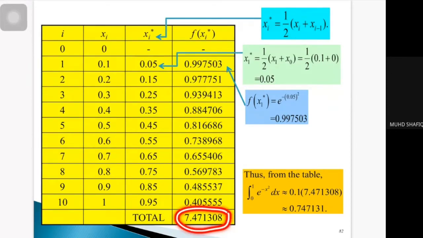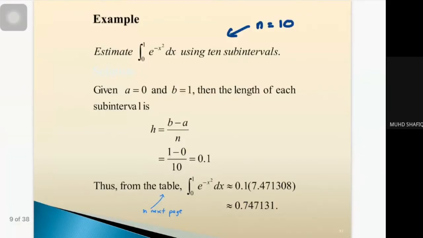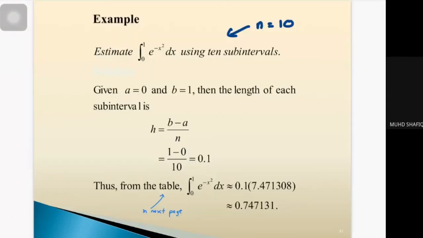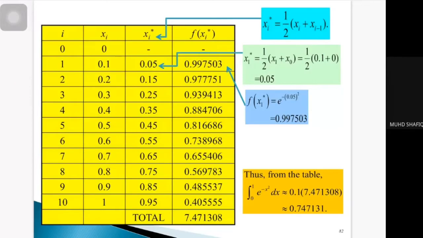So from this table, you get this sum, 7.471308, times h. Okay, this is the formula: h times (f(x1 star) plus f(x2 star) plus ... plus f(x10 star)). So you get this answer. You can try to calculate this using Excel.